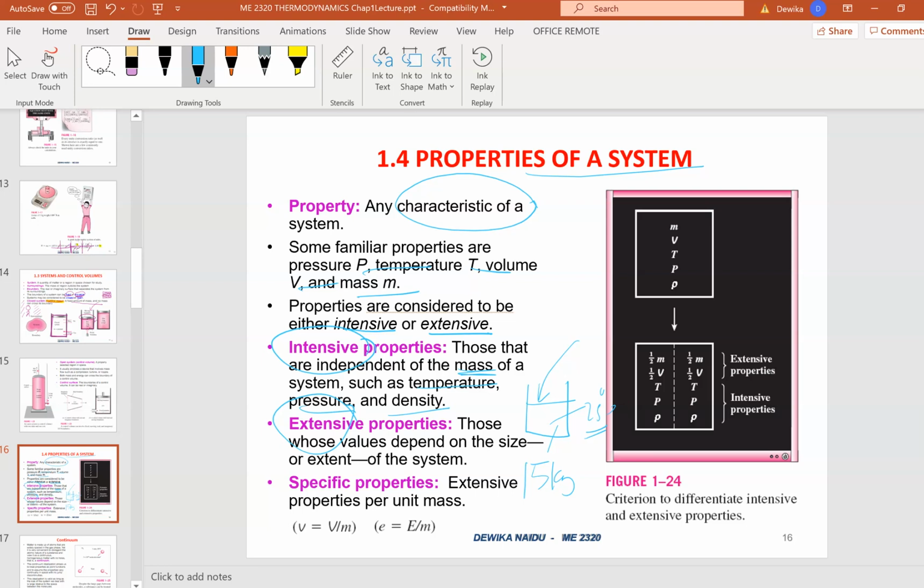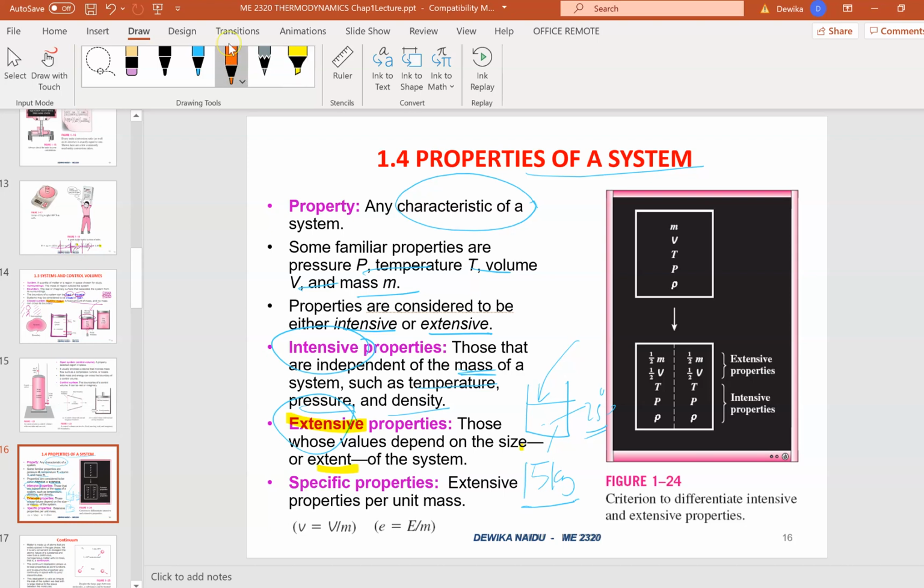Of course, the density of water also doesn't change, isn't it? If it's 5 kilograms of water, the density is still the same. 15 kilograms, still the same. Whereas extensive properties are dependent on mass, on the size or the extent. So that is the difference between intensive and extensive properties. So what is an extensive property?